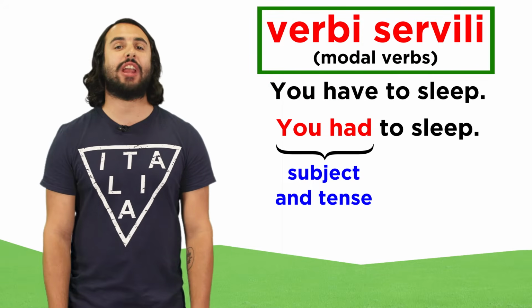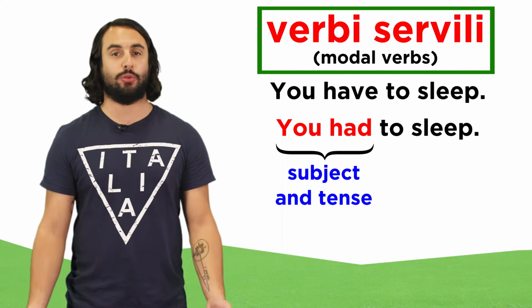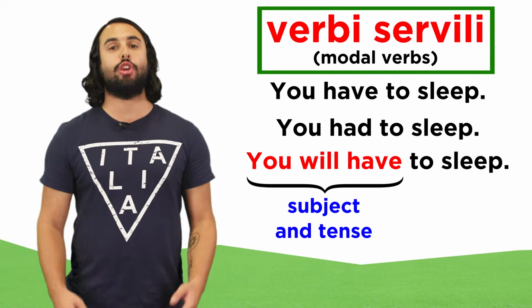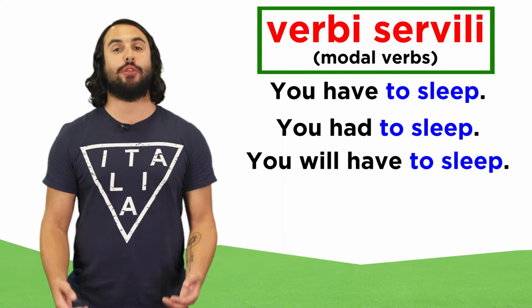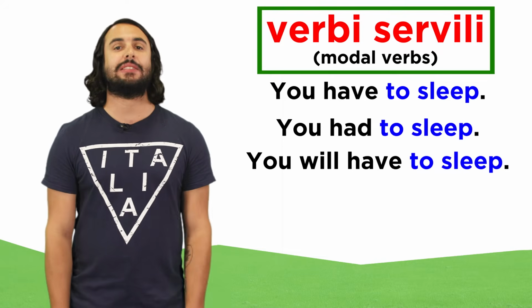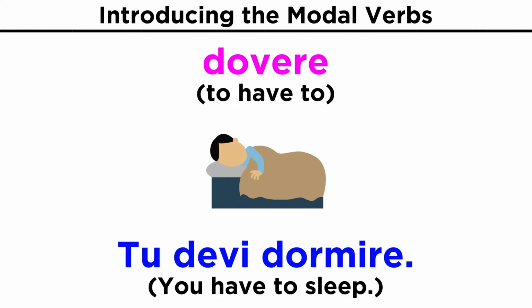tense. We could change the action to refer to the past by saying you had to, or the future by saying you will have to. In all cases, these words serve the verb to sleep. Let's look at the same sentence in Italian. Tu devi dormire. Devi is from the verb dovere.